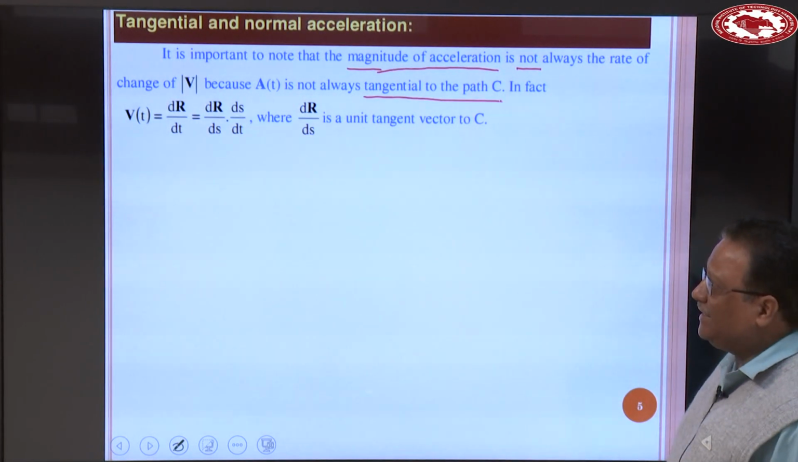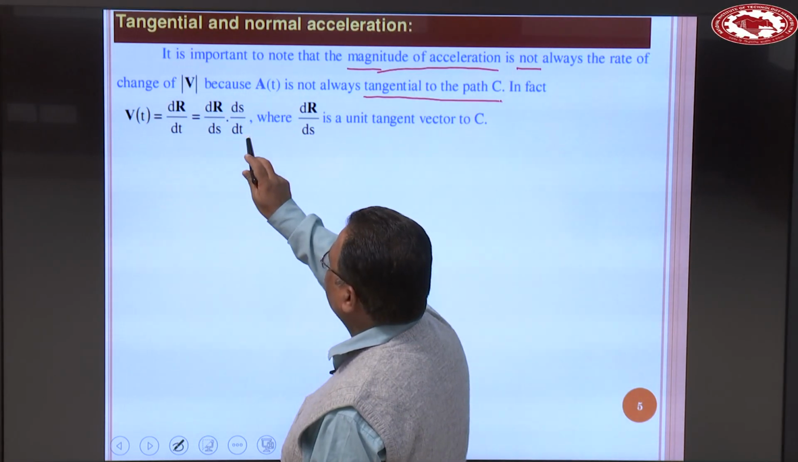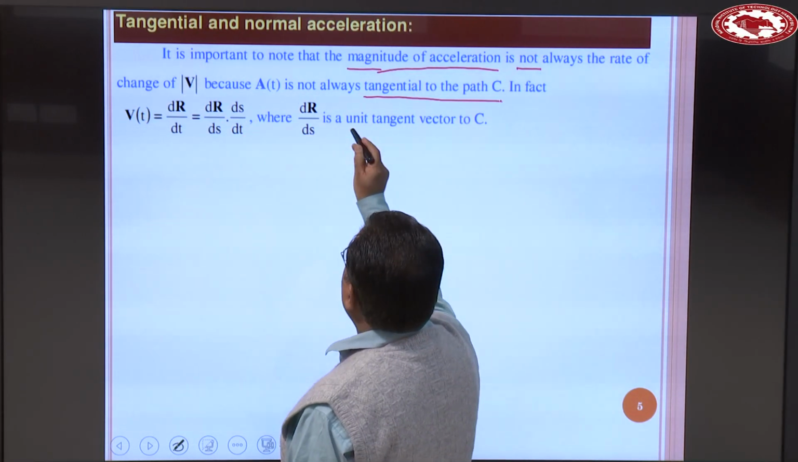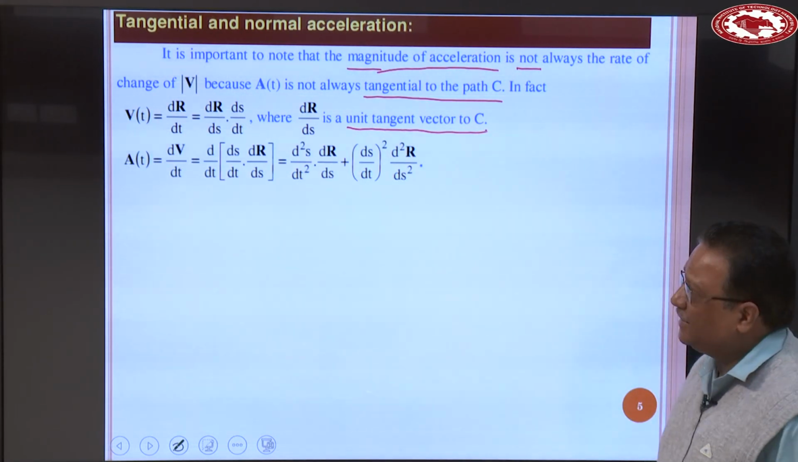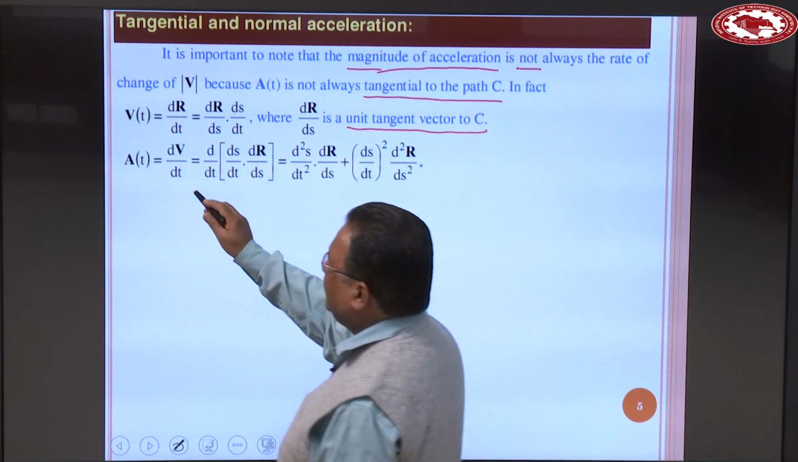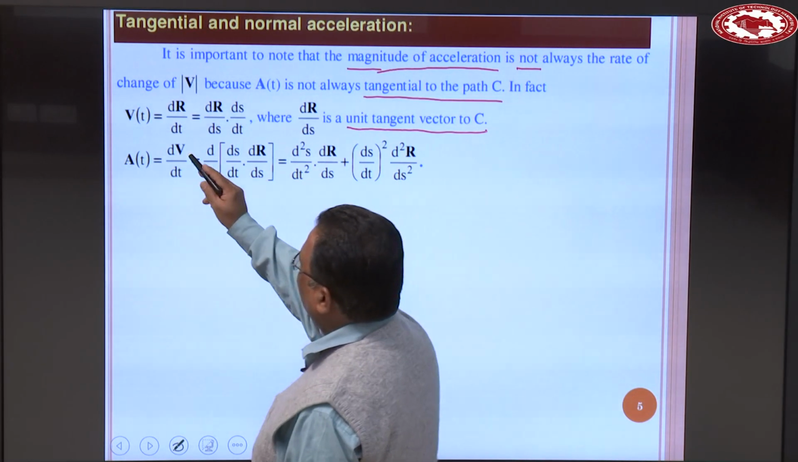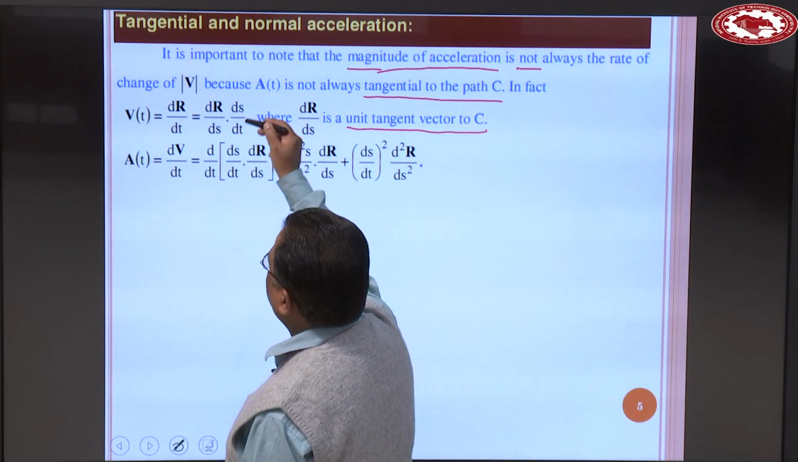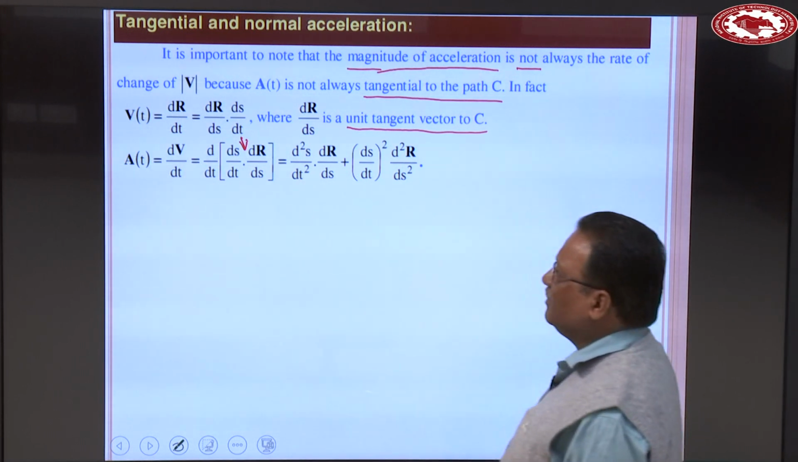V is dr over dt, but dr over dt can be written as dr over ds times ds over dt, where dr over ds is the unit tangent vector to the curve at C. Clear? Then calculate A. A is dv over dt, which means d over dt of ds over dt dot dr over ds. So the value of v is dr over ds times ds over dt.